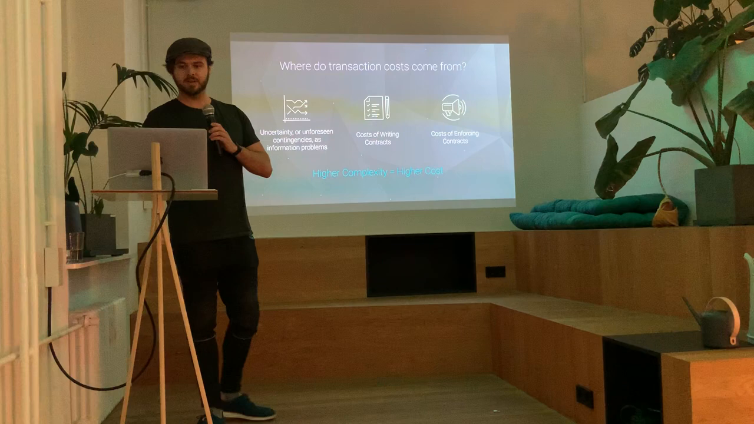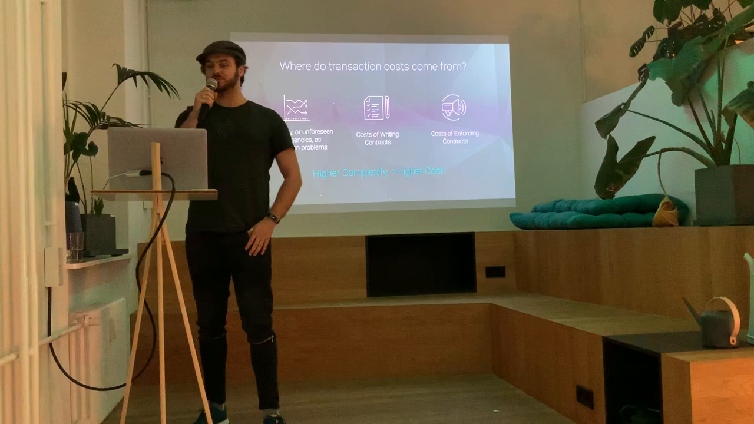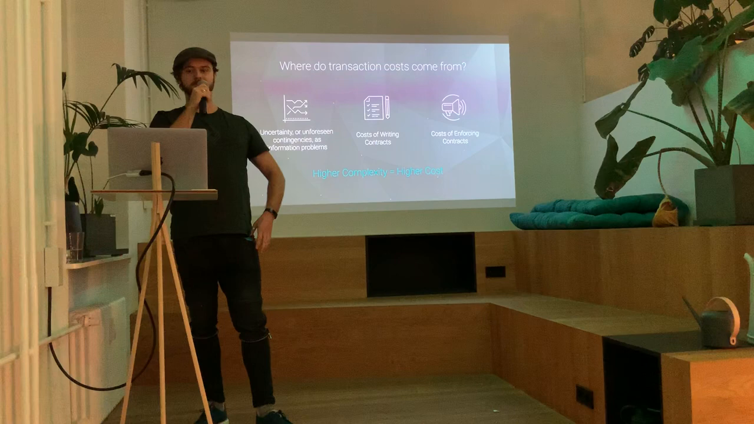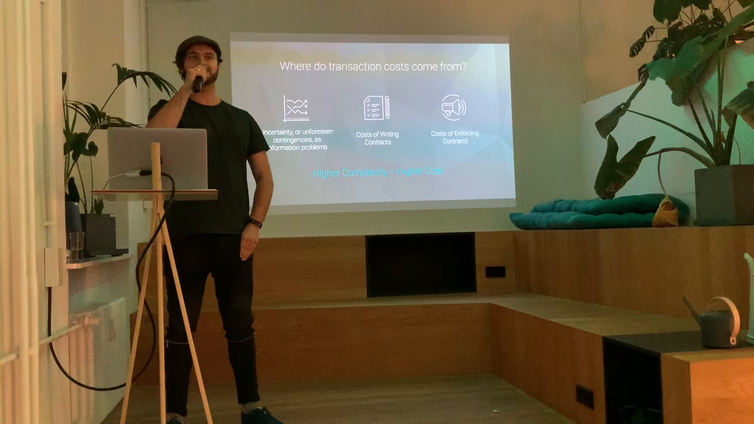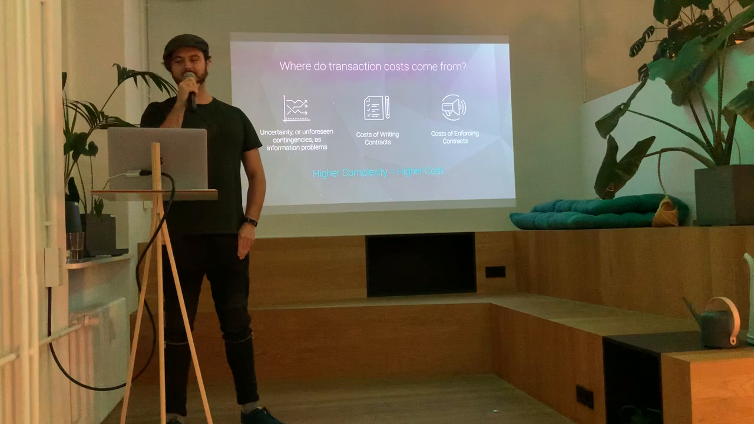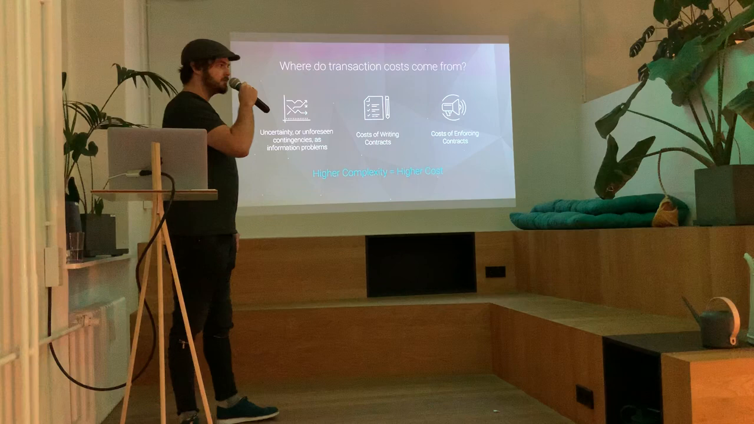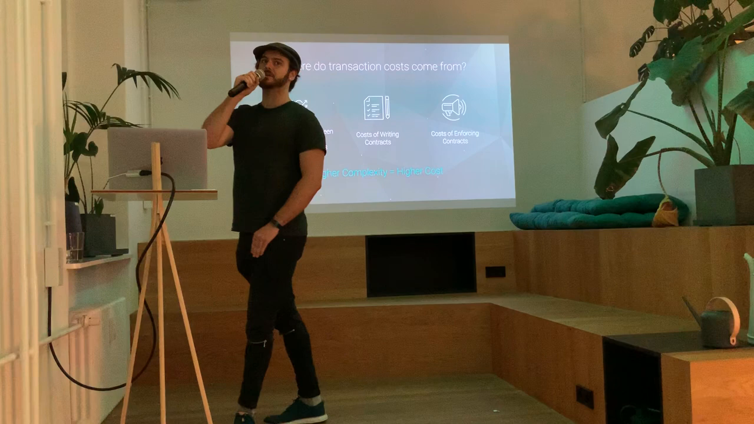Now, what are the costs of us doing business? There's uncertainty, unforeseen contingencies, information problems. I know something that you don't know, and you know I'm not going to tell you because then I can use that to make money off you. There's the cost of writing contracts. Every firm has an operations department. This is what they do. They get a nice big chunk of the budget to do it. And then there's the cost of enforcing contracts, and we call that the judicial system. They make sure that we are abiding by this legal fiction that we've invented. But generally, what we can say is that the higher the complexity of working together with someone, the more it's going to cost in terms of these different transaction costs.